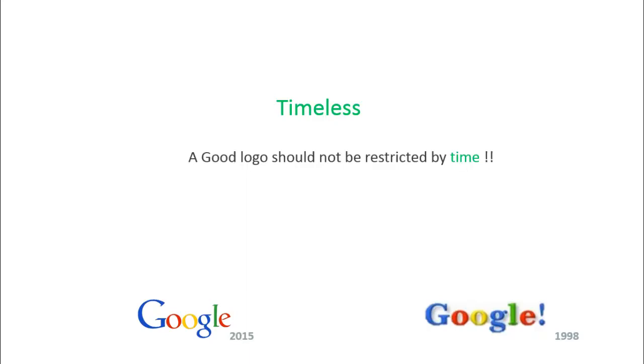So now you understand the five principles of making a good logo, that is SAMUT. S is simple, A is aesthetic, M is memorable, U is usable or scalable, and T is timeless. Remember it. Thank you so much and see you in the next module.